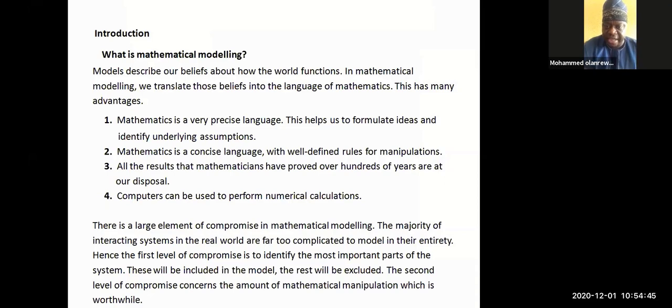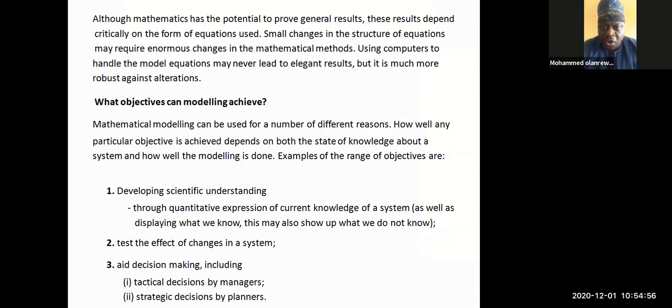The rest will be excluded. The second level of compromise concerns the amount of mathematical manipulation which is worthwhile. Although mathematics has the potential to prove general results, these results depend critically on the form of equations used. Small changes in the structure of an equation may require enormous changes in mathematical methods. Using computers to handle the model equation may never lead to elegant results, but it is much more robust to alterations.